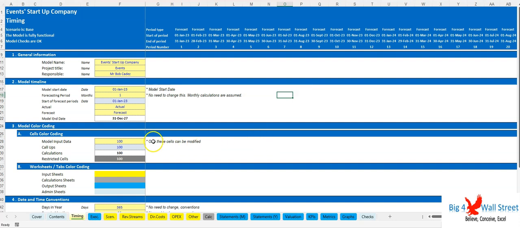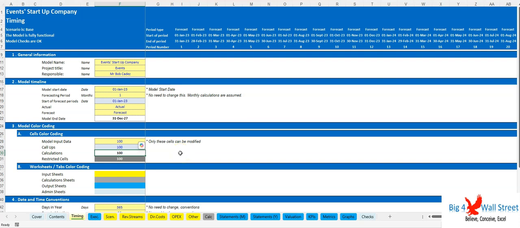Inputs are always depicted with a yellow fill and blue letters. Call-ups, that is direct links from other cells, are filled in light blue with blue letters, while calculations are depicted with white fill and black characters.